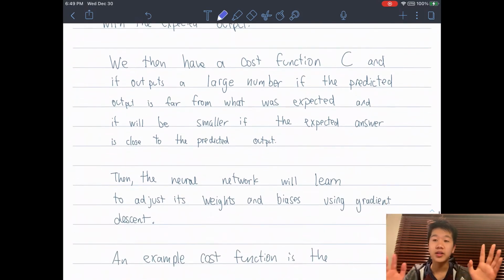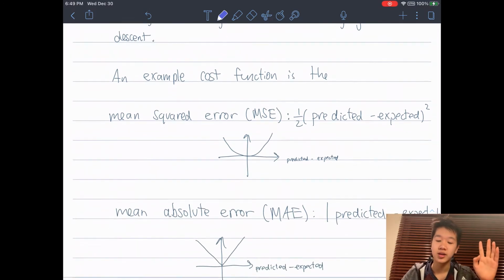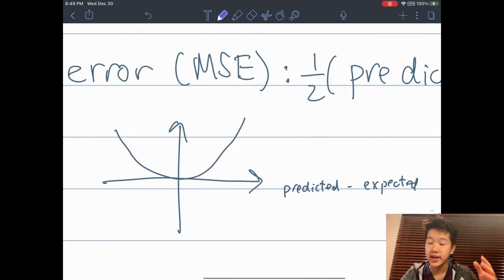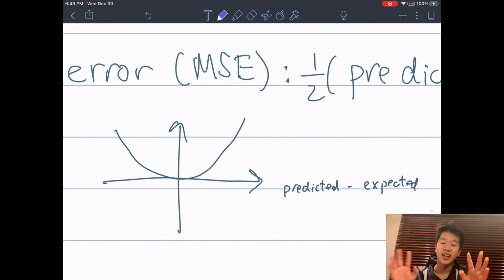Other examples of cost functions, before I jump right in, is the mean squared error. Basically, the mean squared error takes the predicted minus the expected, and then squares that and multiplies that by 1/2 as a scaling factor. It's just a coefficient. You'll see that it's useful later on, but for now just think of it as a scaled down version. And what this means is that when predicted minus expected is very large, in both the negative and the positive ways, it's going to penalize it harder.